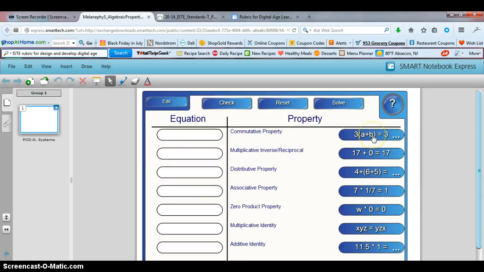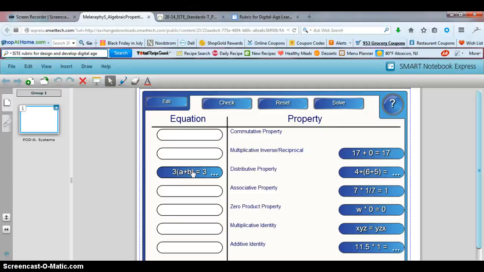So this first one here, where it's 3 times a plus b equals 3, that's going to be the distributive property, so they would have to drag it over to the distributive property. So each of the students will come up one by one, and this will help me assess where they are at, where they need improvement. I may send them back to their seats to play the game again, or to practice in the book and get more practice until they can come up and accurately match each of the properties with each of these equations.